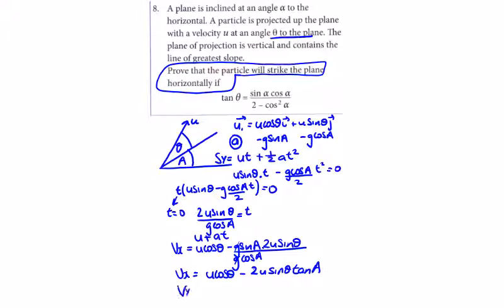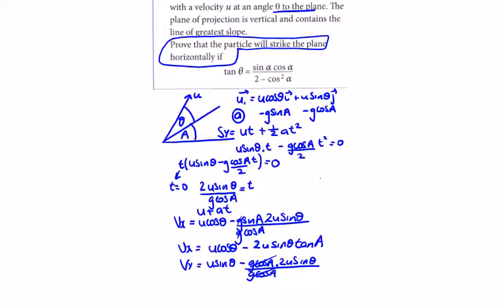The velocity in the y direction, again u plus at, so I have u sine theta minus the acceleration g cos alpha times time, which is 2u sine theta over g cos alpha. Cancel these two and we're left with u sine theta minus 2u sine theta, which is minus u sine theta for v of y.